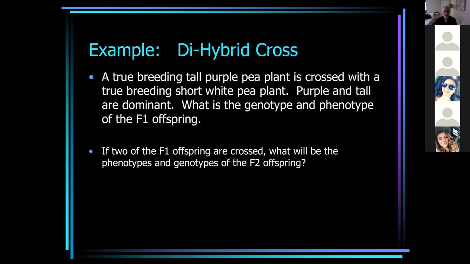Then what if you're looking at two traits? A true breeding tall purple pea plant is crossed with a true breeding short white pea plant. Purple and tall are dominant. Now, what are the genotype and phenotype of the F1? And if two of the F1 progeny are crossed with each other, what will be the phenotypes and genotypes of the F2 offspring?